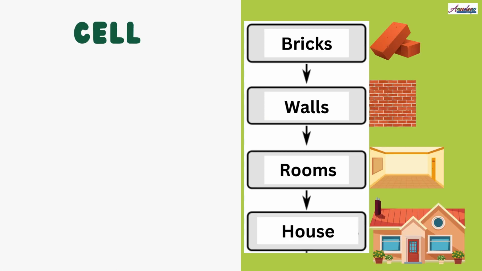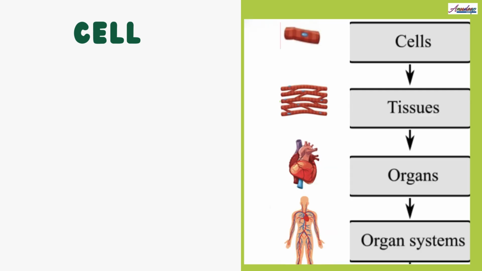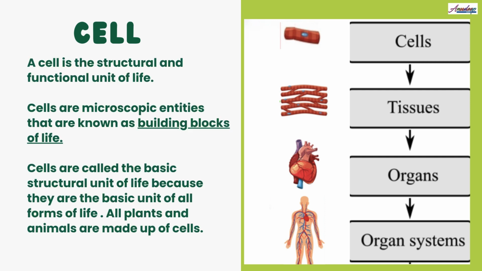So kids, we know when a house is constructed, that time bricks are aligned to form walls. These walls together makes room and rooms join to form a house. So the basic unit of house is brick. Similarly, the basic unit of our body is cell. Cell together forms tissues, tissues join together to form organs, and organ combine to form organ system. So cell is the structural and functional unit of life.